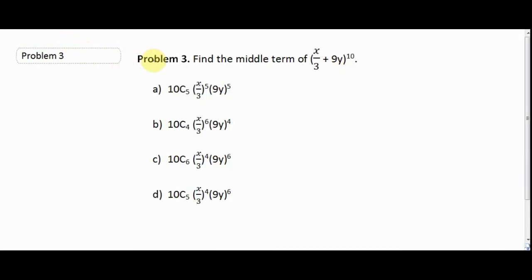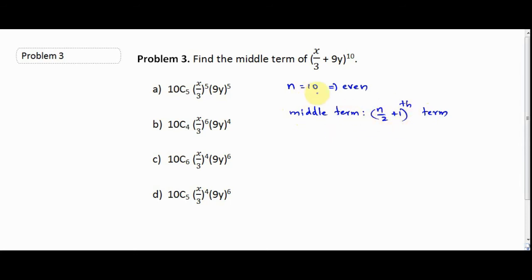Problem number 3. Find the middle term of (x by 3 plus 9y) whole raised to 10. So we are asked to find the middle term in the expansion. Here the n value is equal to 10, which is even. Therefore the middle term will be the (n by 2 plus 1)th term. So if n is even, then the middle term is the (n by 2 plus 1)th term.